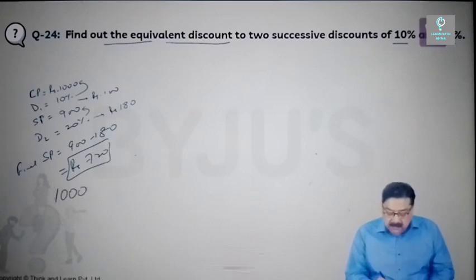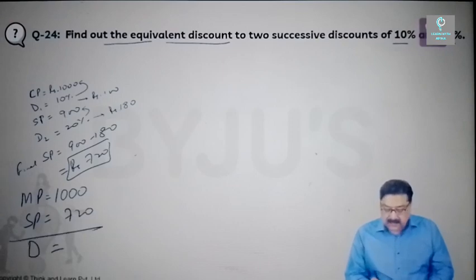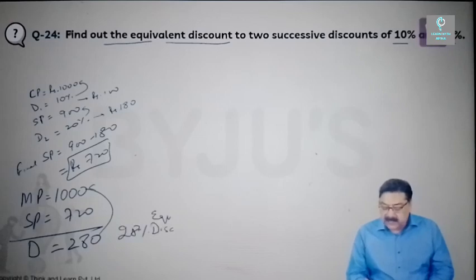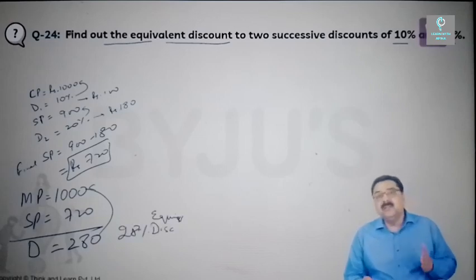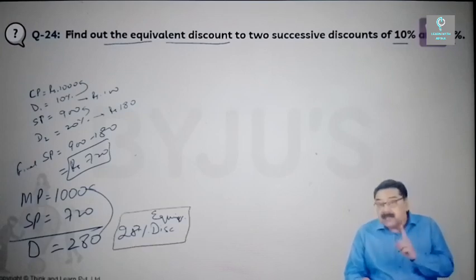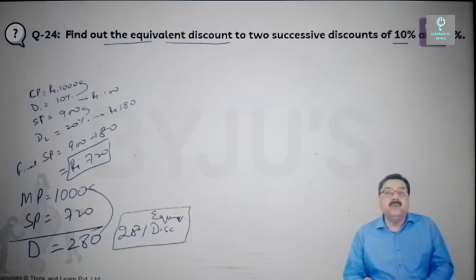Now the marked price was 1000, selling price is 720, so the discount here is 280, and 280 on 1000 rupees is 28% discount. Now that is the equivalent discount. So two discounts of 10% and 20% are equal to one single discount of 28% on the MRP.